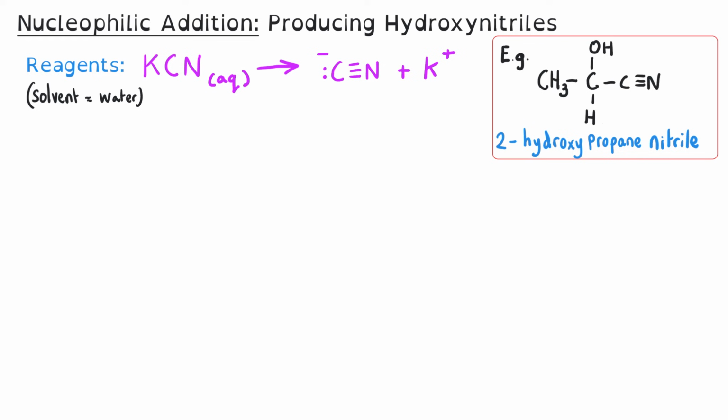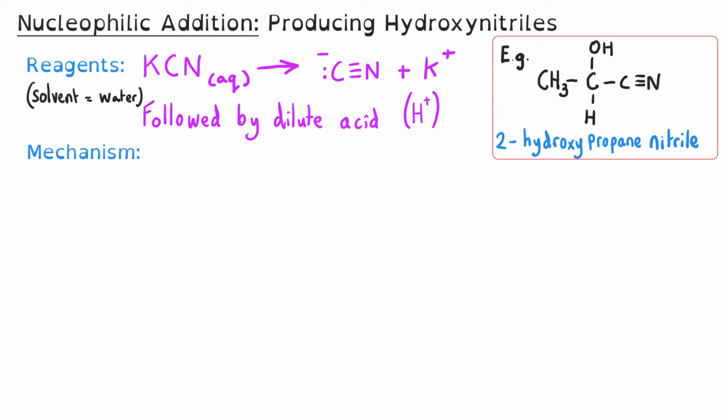And this, remember, needs to happen in aqueous solution, so it will dissociate readily. And then we need to follow this addition of potassium cyanide by the addition of dilute acid, which is the source of the hydrogen ion, which is needed for the second step of this mechanism.